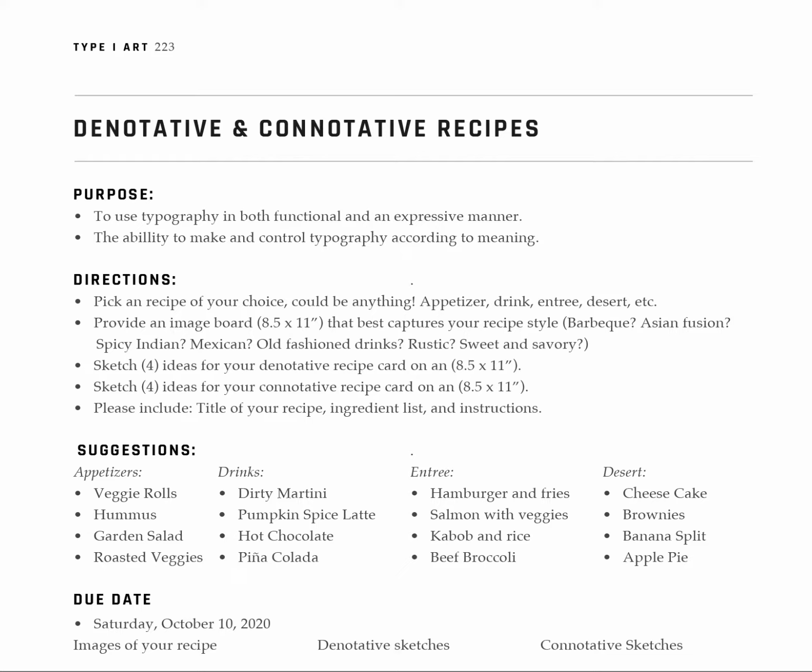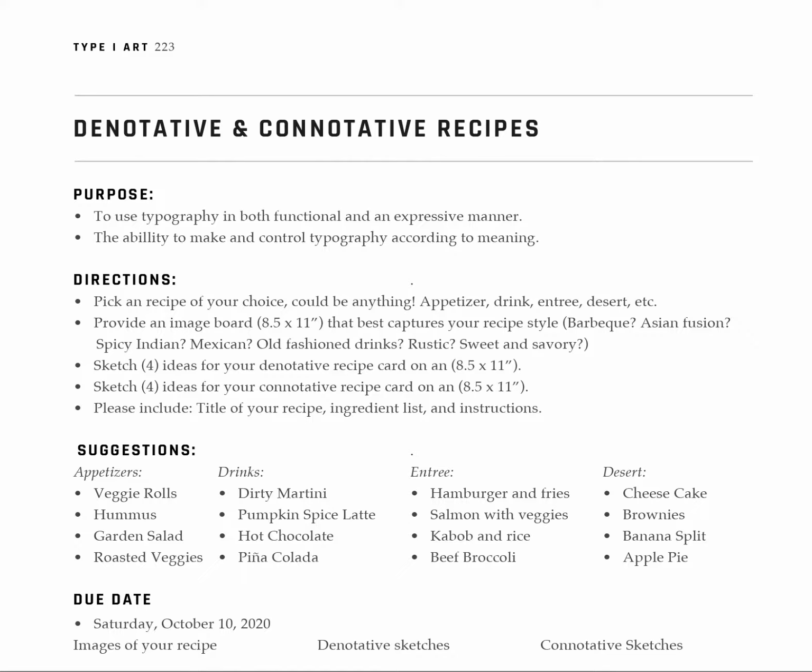Okay, class, so for your assignment, instead of doing architecture, we're going to be doing recipes, just to change it up a bit. So we're focusing on denotative and connotative typography, both functional and expressive, and we want to make sure we are able to capture the ability to make typography controlled with meaning.